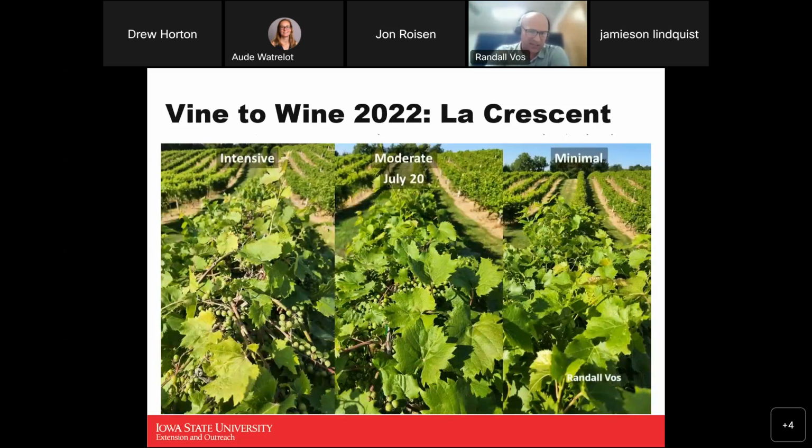And here's what it looked like in late July. You can still see kind of a difference. Just that combing in the middle, that moderate canopy management still has some decent berry exposure. Intensive on the left-hand side probably has some more. And the minimal, we don't have a ton of berry exposure.